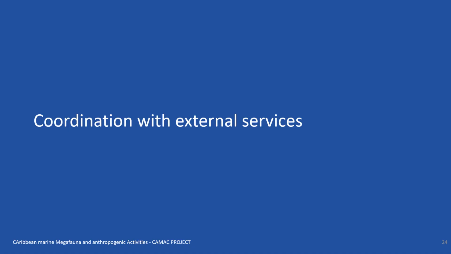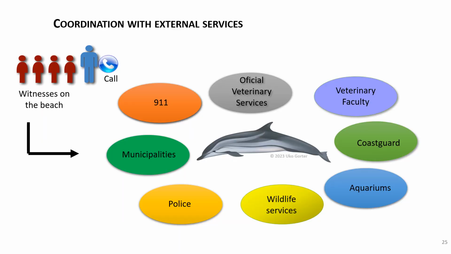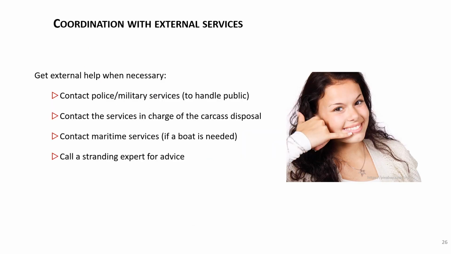And now, let's talk about coordination with external services. The attention of these cases of stranded animals will include witnesses on the beach, then a call, either 911 or to the official veterinary services or the veterinary faculty, coast guards, aquariums, wildlife services, police, or municipalities. Get external help when necessary. Contact the police or the military service to handle the public, contact the service in charge of the carcass disposal, contact the maritime service if a boat is needed, and call a stranding expert for advice.